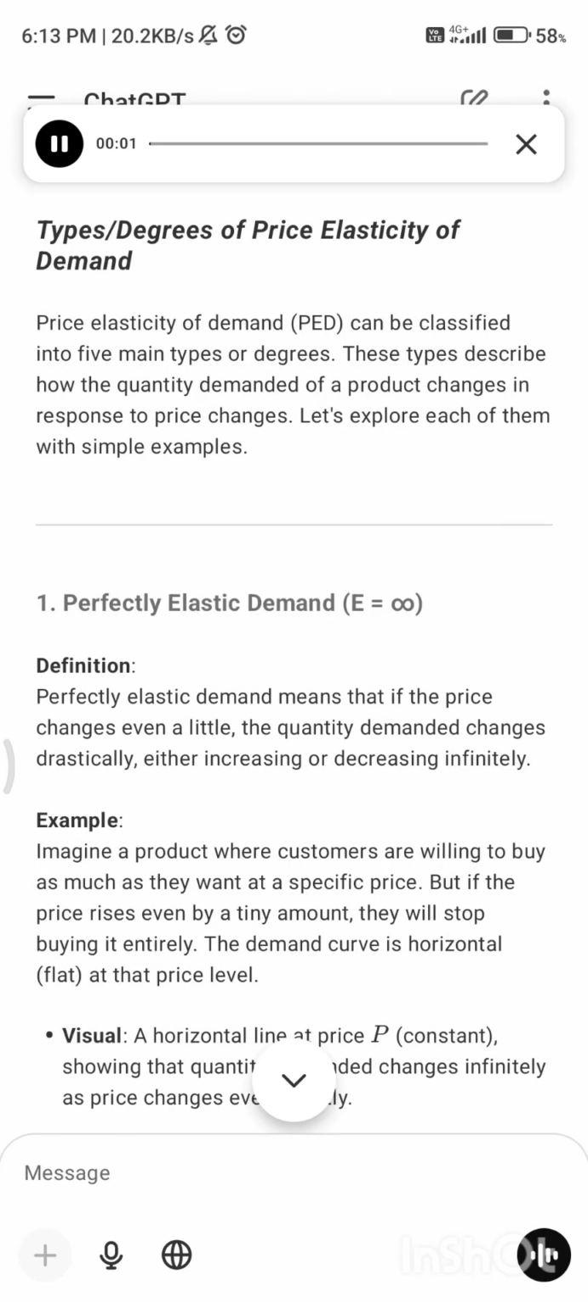Price elasticity of demand. Price elasticity of demand can be classified into 5 main types or degrees. These types describe how the quantity demanded of a product changes in response to price changes. Let's explore each of them with simple examples.